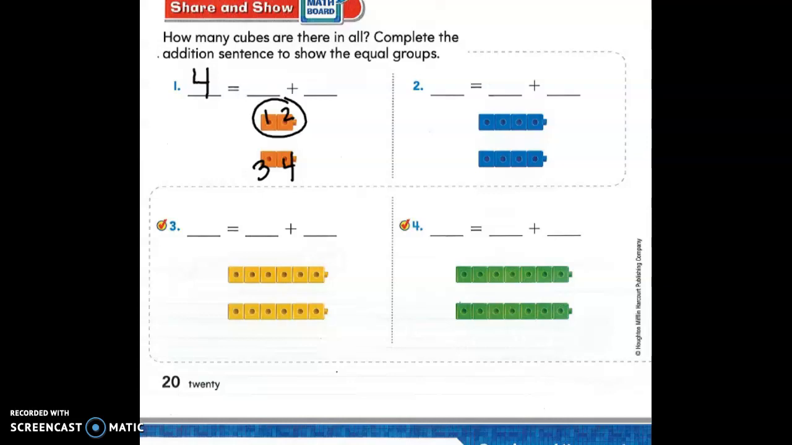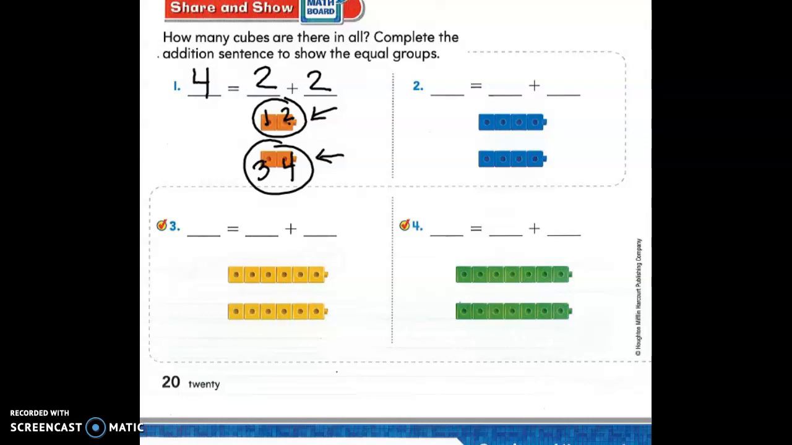So here's one group and here's another group. So my question is, how many cubes are in this group? 1, 2. How many cubes are in this group now? 1, 2. So 2 plus 2 equals 4. It's a doubles dance. All right, we're going to look at number 2. Remember, you can pause the video so that you can write along in your math on your math pages.